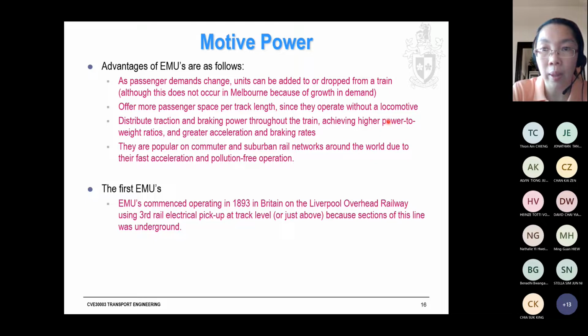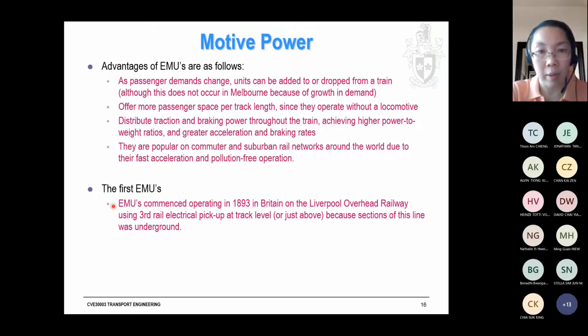Okay, so a higher power to weight ratio will also achieve greater acceleration and better braking rates. All right, and they are popular on commuter and suburban rail networks around the world due to their fast acceleration and pollution-free operation.